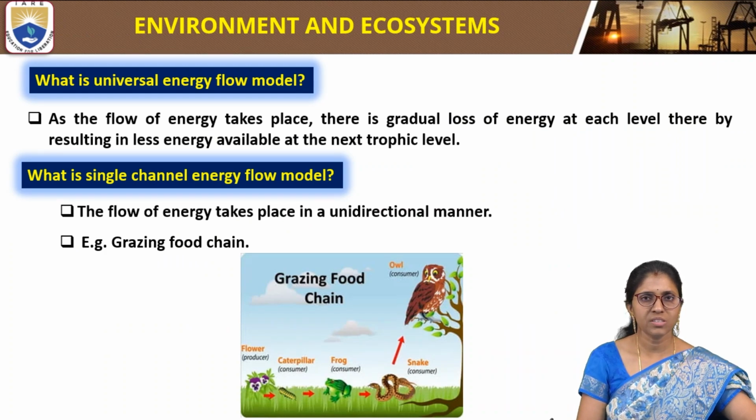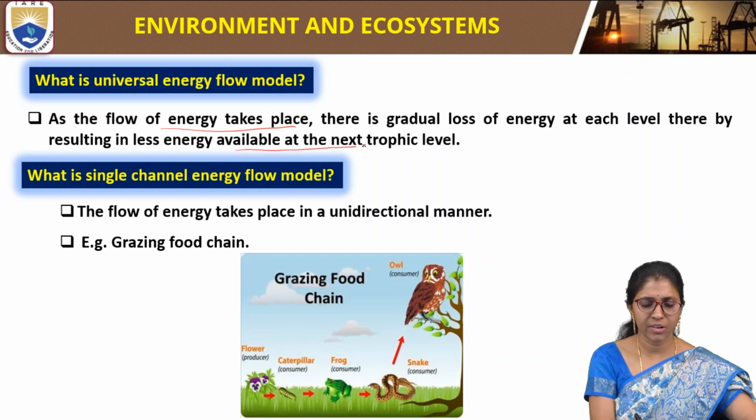What is the universal energy flow model? As the flow of energy takes place, there is a gradual loss of energy at each level, resulting in less energy available at the next trophic level.